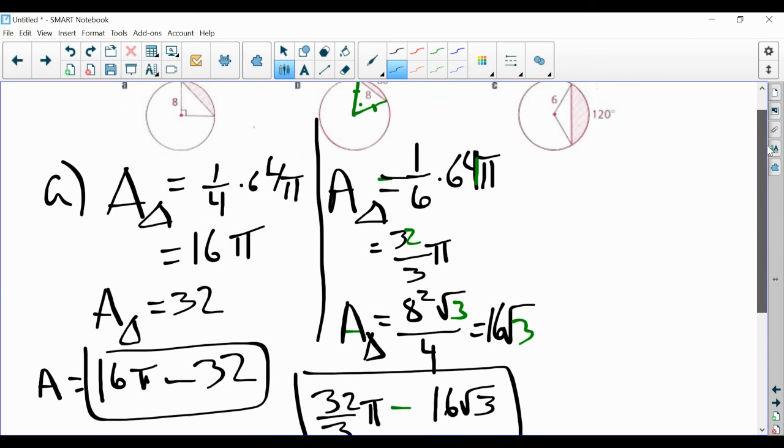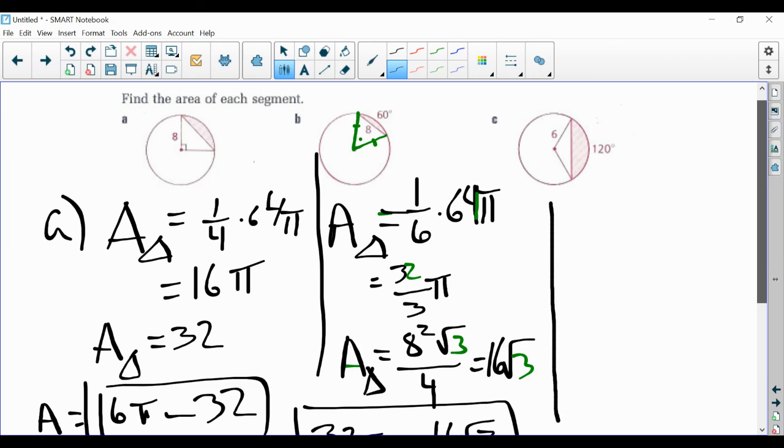Okay, now on to the third one. The third one is a 120-degree arc, but this time the radius is 6. That's a third of the circle. So the area of my sector is going to be 1/3. It's 120 degrees, that's a third, 1/3 of the area, which is 36 pi, and that's 12 pi.